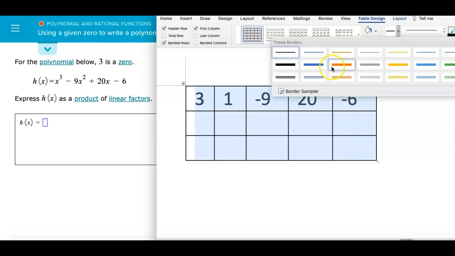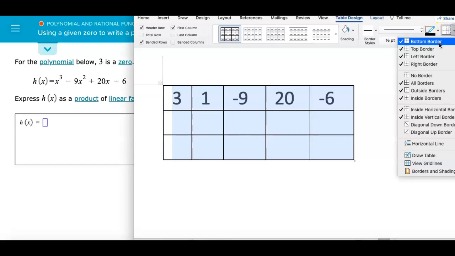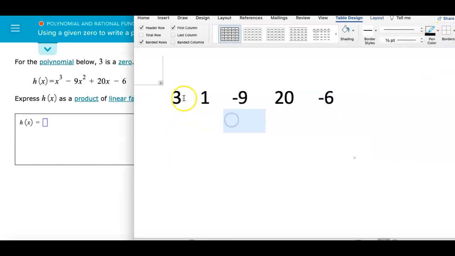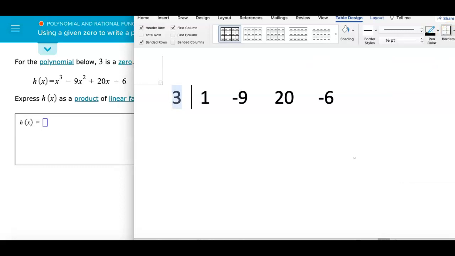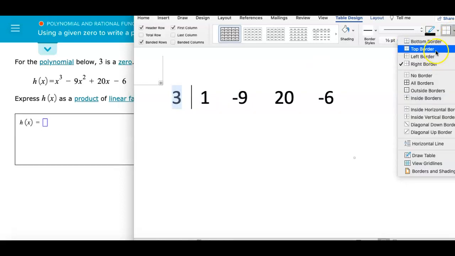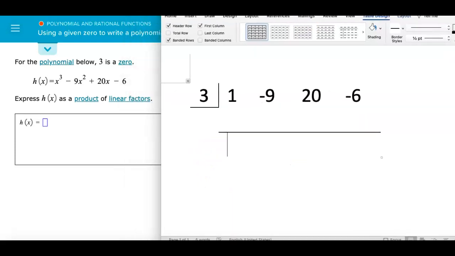Let me see if I can change these borders a little bit. I will do no borders, and I put some borders around this guy. Hold on a second. I think I can make it look more like a synthetic division setup. Yep. Take a look. And then I will draw a straight line. I feel so proud of myself. Okay, guys, I'm about to do a synthetic division.